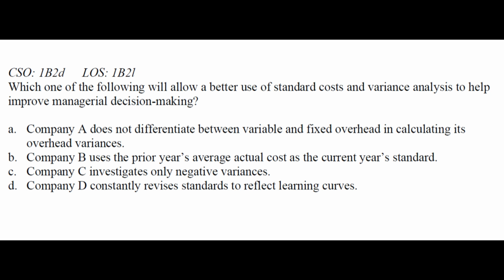Incorrect. Standards should reflect expected efficient future performance, not simply last year's average actual costs, which may include inefficiencies and unusual events. C. Company C investigates only negative variances. Incorrect. Both unfavorable and favorable variances should be analyzed when significant. Favorable variances may reveal best practices that can be applied elsewhere, while some may result from poor quality materials or deferred maintenance. D. Company D constantly revises standards to reflect learning curves.